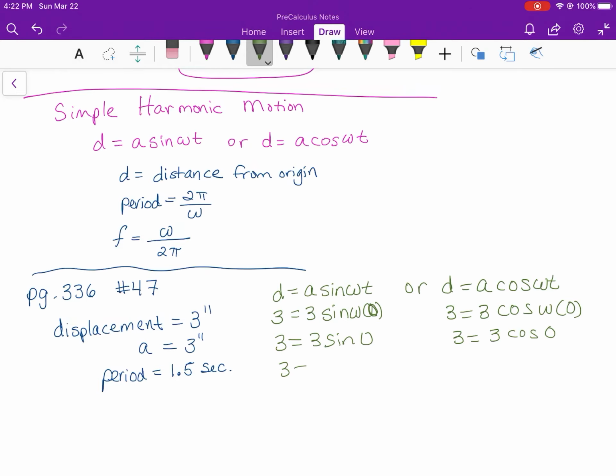Well, the sine of 0 is 0. Is that true? No. We don't want this equation. The cosine of 0 is 1, so that's going to work for us. 3 equals 3. So this is the model that we need.